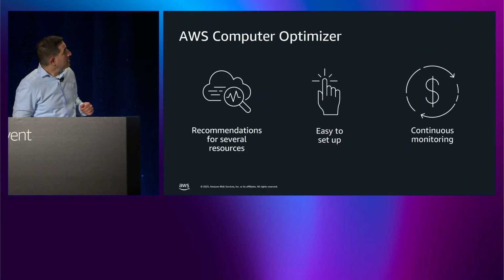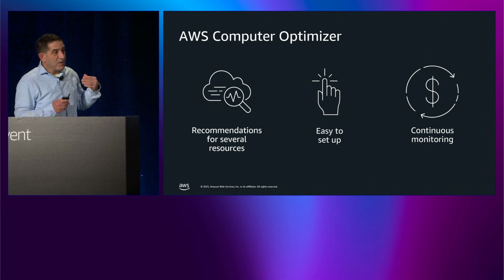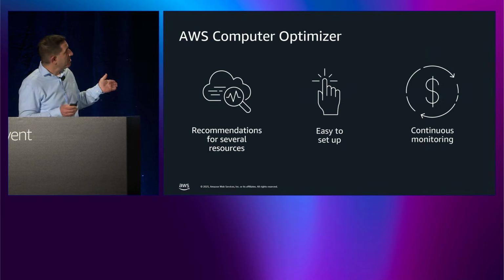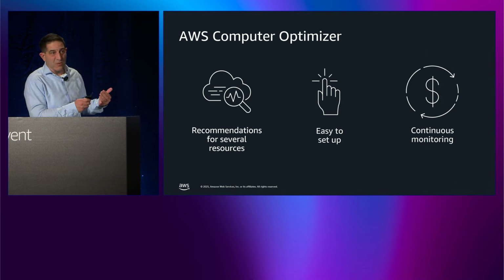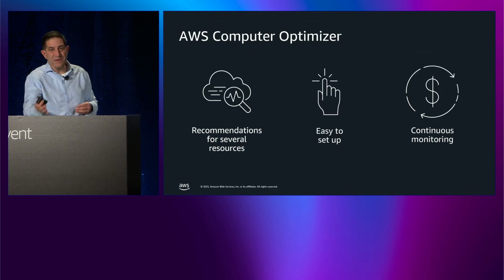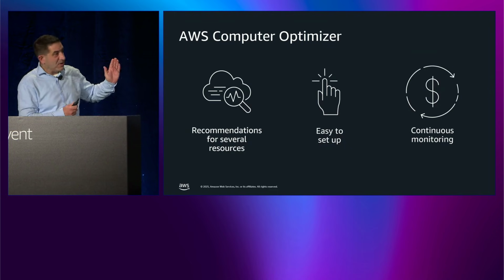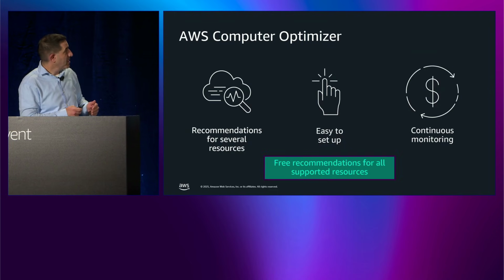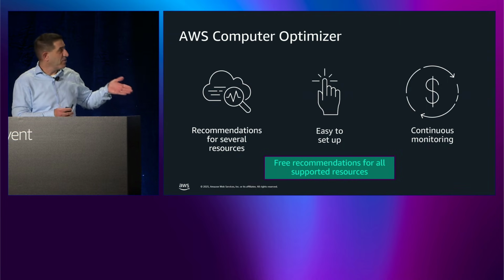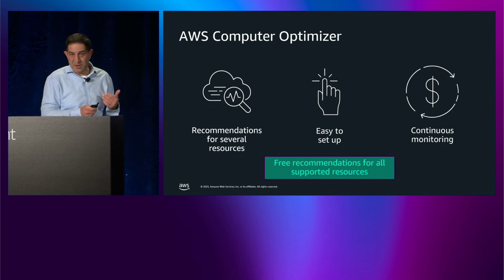Okay, so AWS Compute Optimizer. So one way to think about how to make sure that you're optimizing for your particular workload, and we talked about a path to optimization, is a service called AWS Compute Optimizer. It's a free service that provides recommendations for all supported resources.